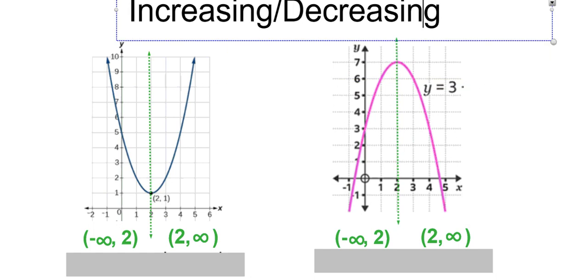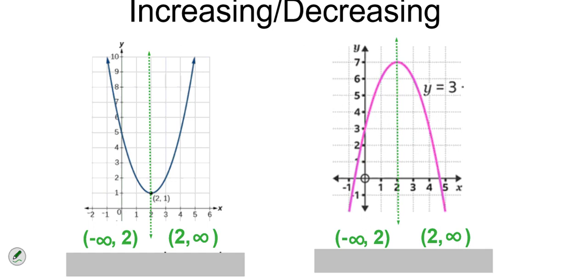Increasing and decreasing. There we go. All right. So I want you to notice that we have two similar looking graphs. What's similar about them is the axis of symmetry on both is x equals 2. Can you see that? This axis of symmetry is x equals 2. Now, once again, you don't have these on your paper for this video. This is just showing you a little shortcut to find increasing and decreasing.